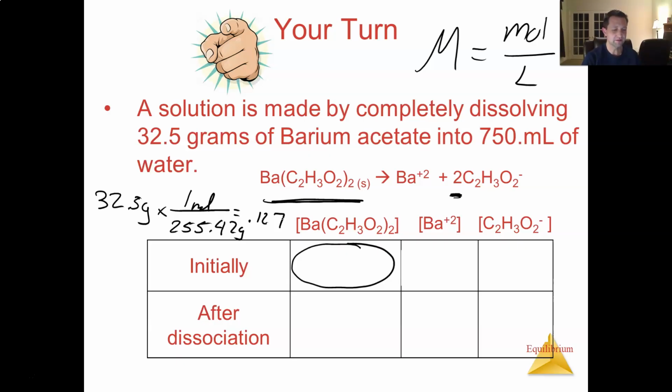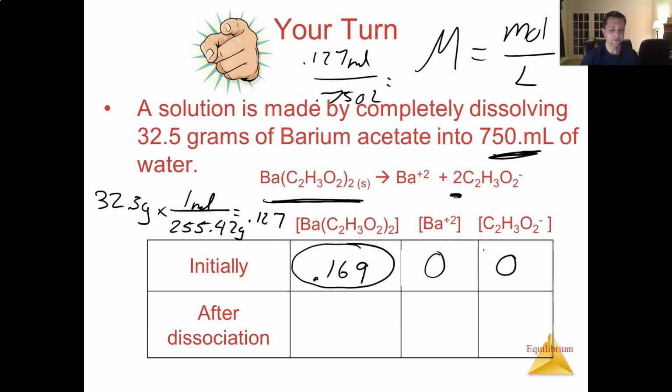Now what you need to do is find the molarity, right? So we want to have moles per liter. So you have 0.127 moles over 0.750 liters because we have 750 milliliters, but it's always in liters to find molarity, right? So you do the math and you end up with 0.169 molar. Okay, so you have 0.169 molar barium acetate before anything dissolves. So initial concentration of the ions are 0 molar, and you have 0.169 molar for the barium acetate.